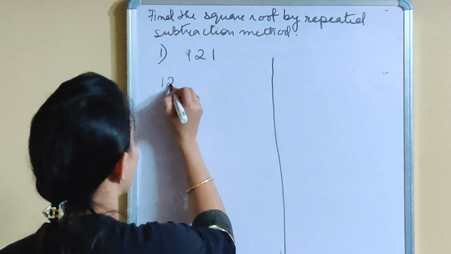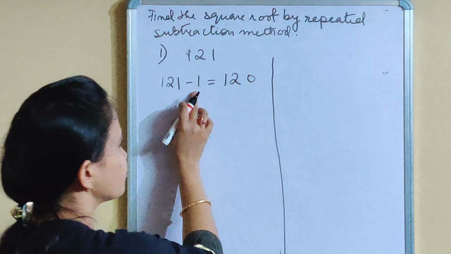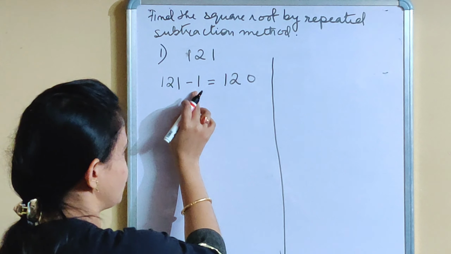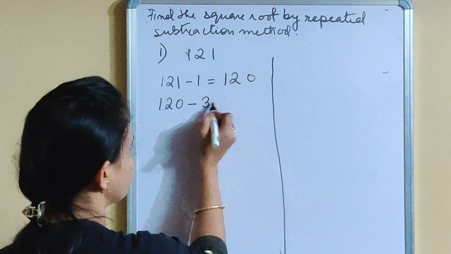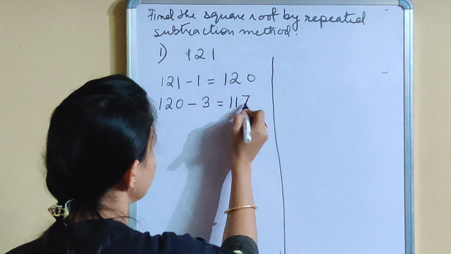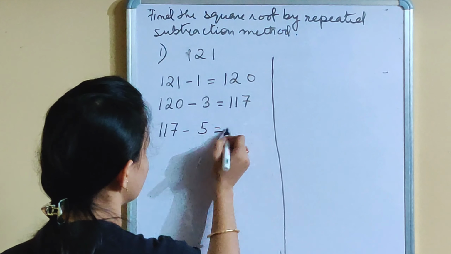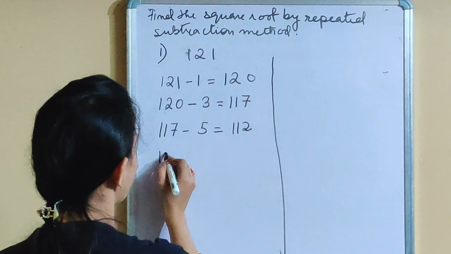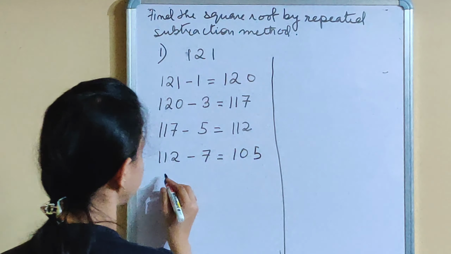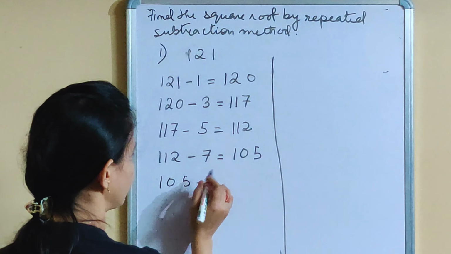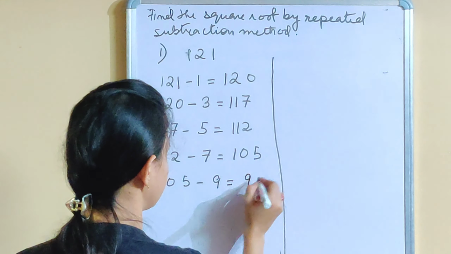Now you see 121 minus 1, 120. We'll start from 1. 1 is an odd integer. Next 120 minus, after 1 it is 3. So it is going to be 117. 117 minus, after 3 it is 5. So it is going to be 112. Now 112 minus 7. So it is going to be 105. 105 minus, after 7 it is 9. So it is going to be 96.